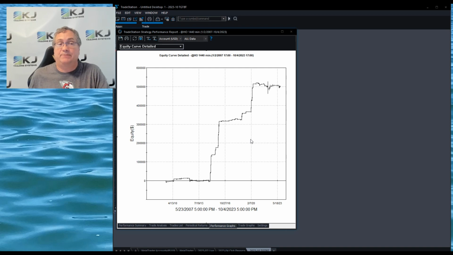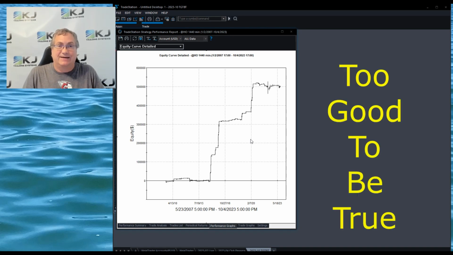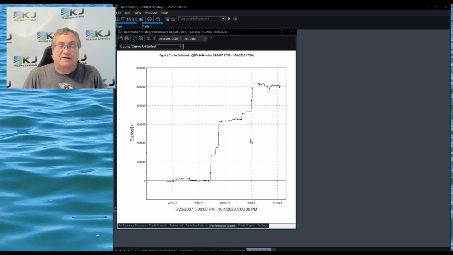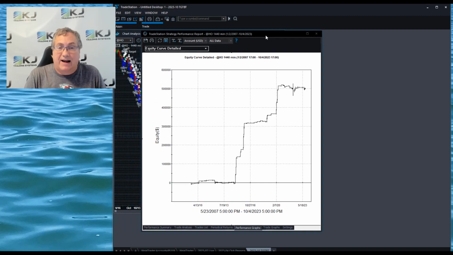Now, one thing you should realize, I'm using TradeStation, but no matter what software you use, whether it's TradeStation, NinjaTrader, MultiCharts, TradingView, Excel, Python, whatever, whenever you see results that make you think, oh my gosh, I'm going to be rich in a couple weeks, remember TGTBT, too good to be true. You have to start digging and investigate it and try to prove what you found is incorrect. So here's what I did with this particular strategy.